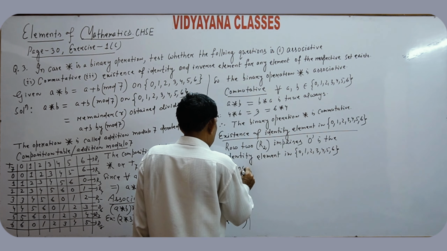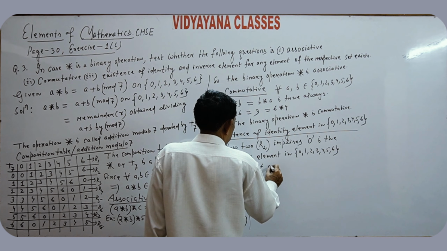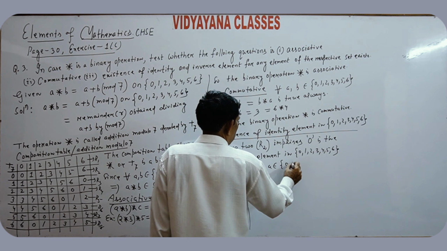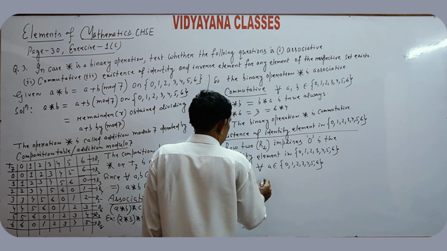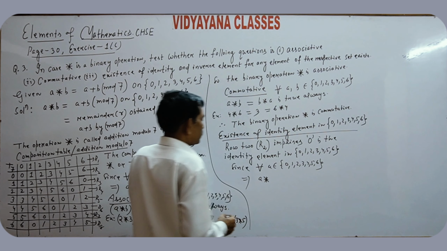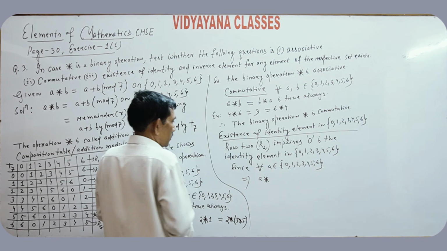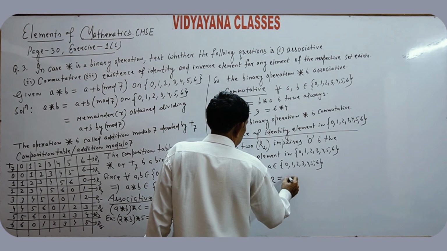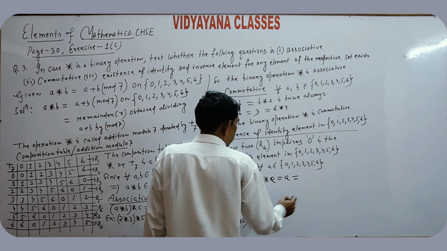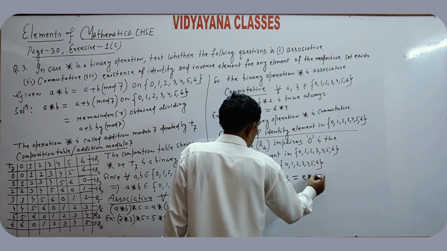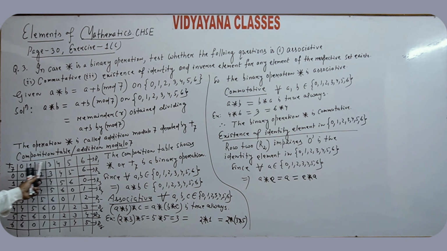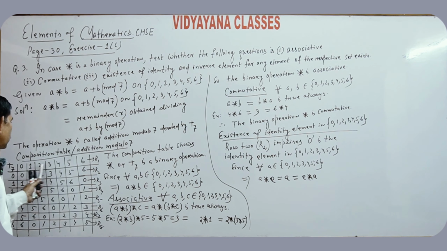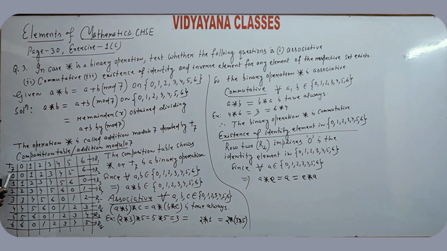Since for all A belongs to the set of 0, 1, 2, 3, 4, 5 and 6, this implies A star E is equal to A, which is the same as E star A is equal to A. These are the elements of the given set which represent A, and 0 is the identity element.